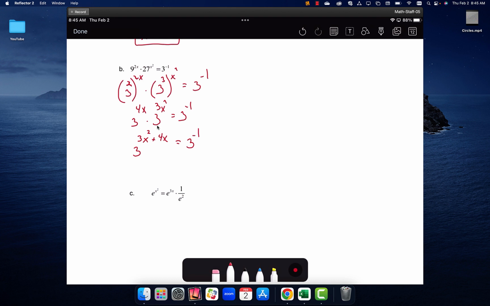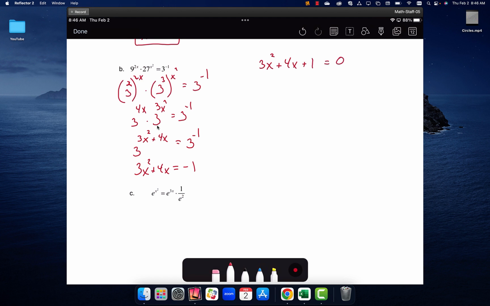Next, notice we have 3 to a power equals 3 to a power. We have both sides written as a power of the same base. If that's the case, we can simply drop the base and set the powers equal. 3x squared plus 4x equals negative 1. And now notice you have a quadratic. So quadratics we set equal to 0. 3x squared plus 4x plus 1 equals 0.